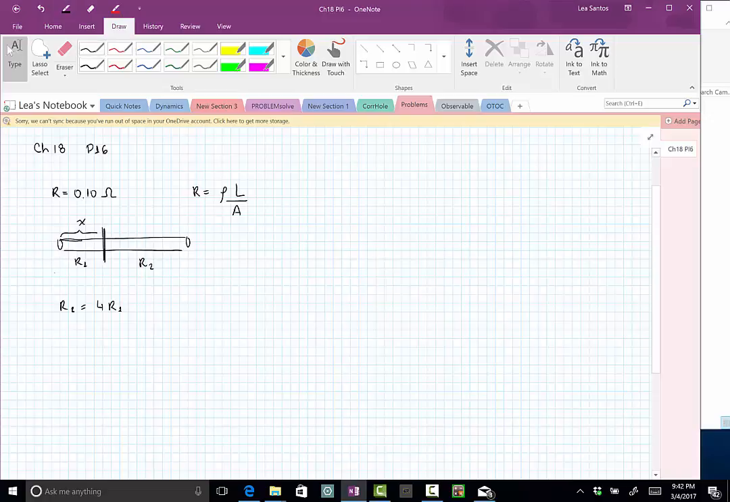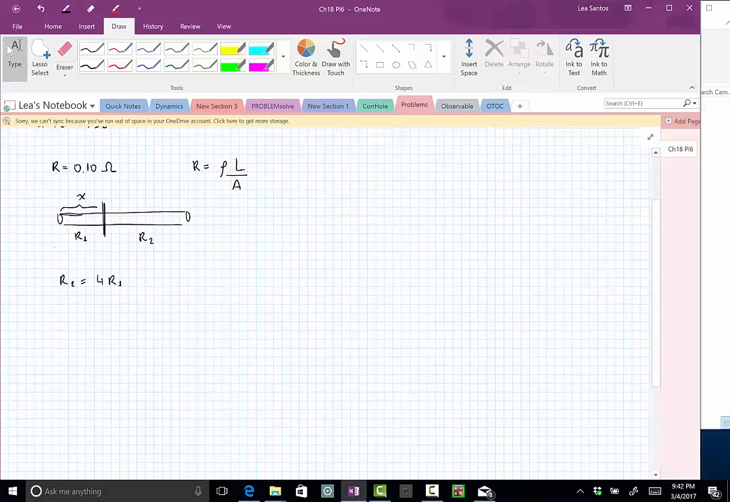So how am I going to do this? Well, I want R2 to be 4 times R1. R2 is going to be rho, now instead of L, I'm using L minus X, divided by the area. And what is R1? R1 is rho, not the whole length, just X, divided by the area.